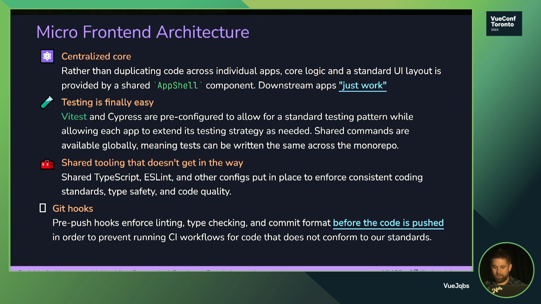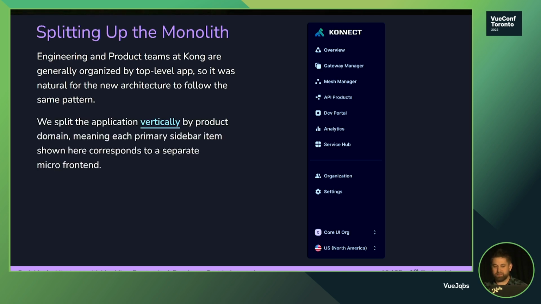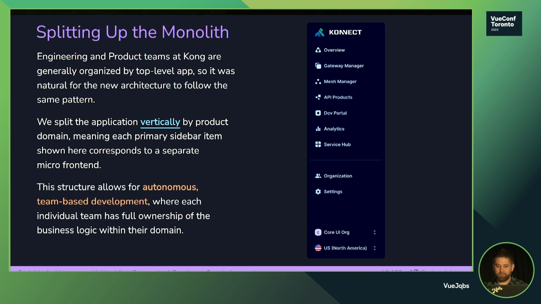So let's talk a little bit about how we set up this micro frontend. How did we split up this monolith, right? At Kong, our engineering and product teams are generally organized by our top level apps that you see here in the sidebar. And so it was natural for the new architecture to follow that same pattern. So we decided to split the application vertically by product domain, meaning each sidebar item you see here is essentially its own micro frontend. And this allows for, again, that autonomous team-based development that we talked about earlier, where each team essentially owns everything within their app.